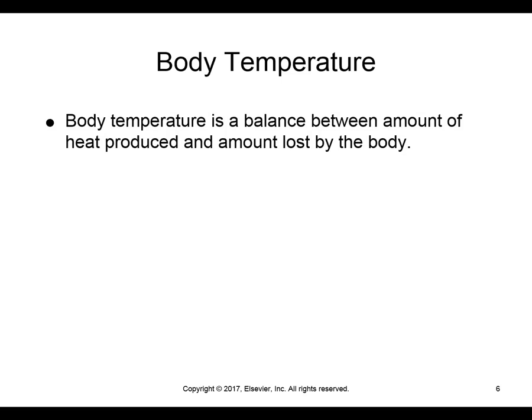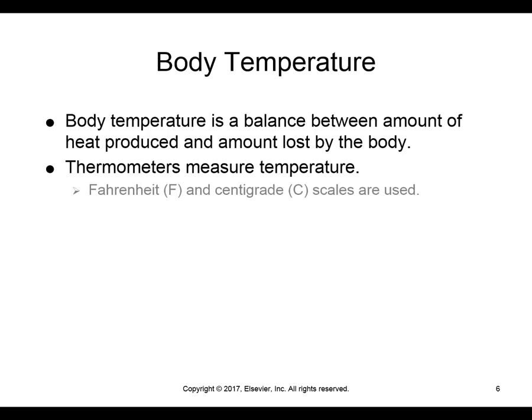So let's start with body temperature. Body temperature is the balance between the amount of body heat produced and the amount lost by the body. Thermometers measure temperature, and there's a variety of different kinds of thermometers. Usually the scale is either Fahrenheit or centigrade. Some facilities do use a centigrade scale. Normal temperature for a centigrade scale is 37.0, whereas for a Fahrenheit scale, it's 98.6.